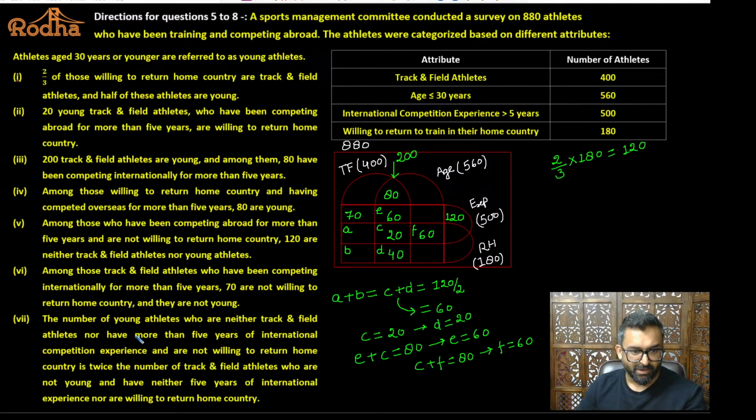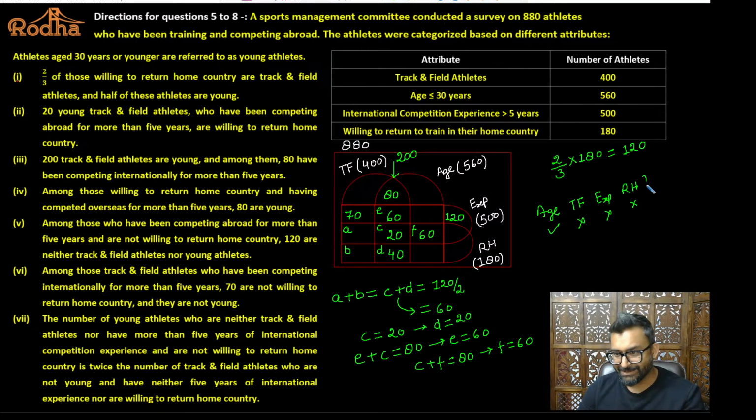Statement number 7. The number of young athlete who are neither track and field athlete. The number of young athlete. Okay, so I have to take those with age. Fine. Who are neither track and field athlete, meaning they are not in T and F, nor have more than 5 years of experience. That means they don't have experience as well. Okay, and are not willing to return to home. That means they are not wanting to return to the home country. Yes or no? Fine. That means they only have age, and that is twice.